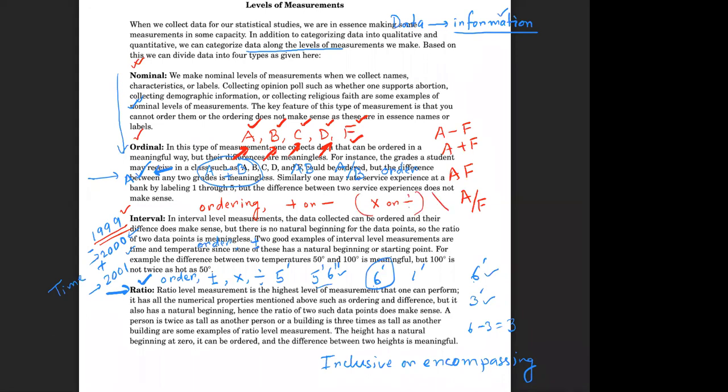These don't make sense. In the final category, you're collecting such data where you can order, you can add, you can subtract, and you can multiply and divide. So you can order, you can add, subtract, multiply, and divide. You can do all of this. It makes sense. And this is the most inclusive type of data collection you can do.